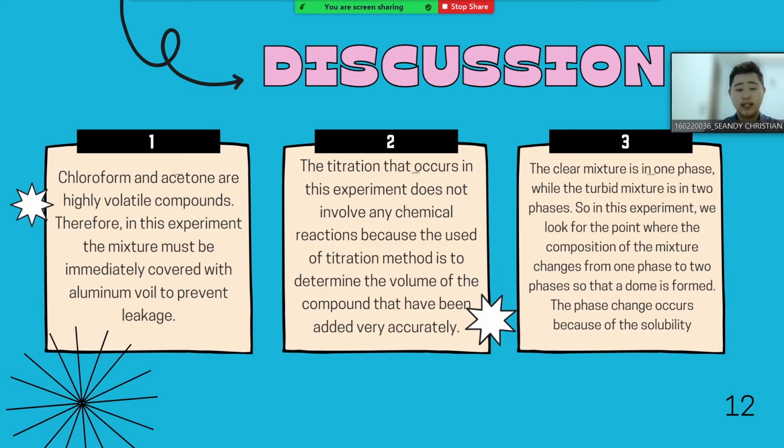Last but not least, the third discussion is about how a clear mixture is in one phase, while a turbid mixture is in two phases. So in this experiment, we look for the point where the composition of the mixture changes from one phase to two phases. The phase change occurred because of solubility, so that a dome is formed.